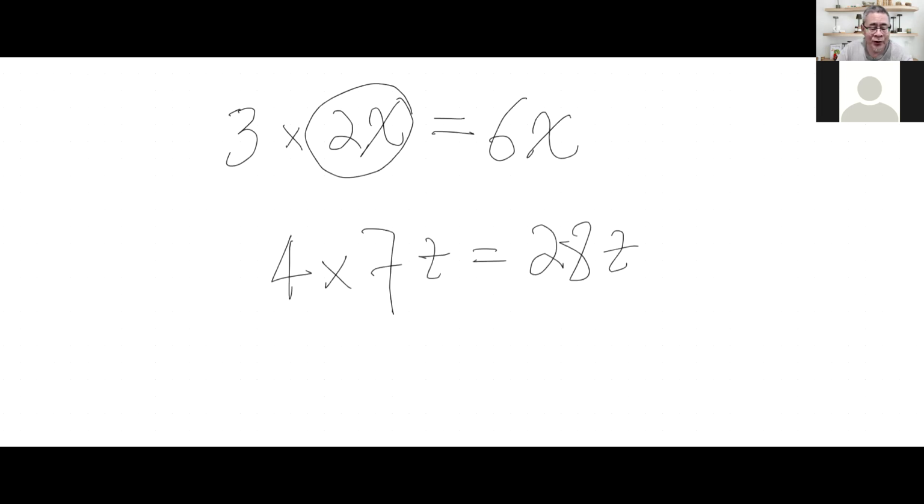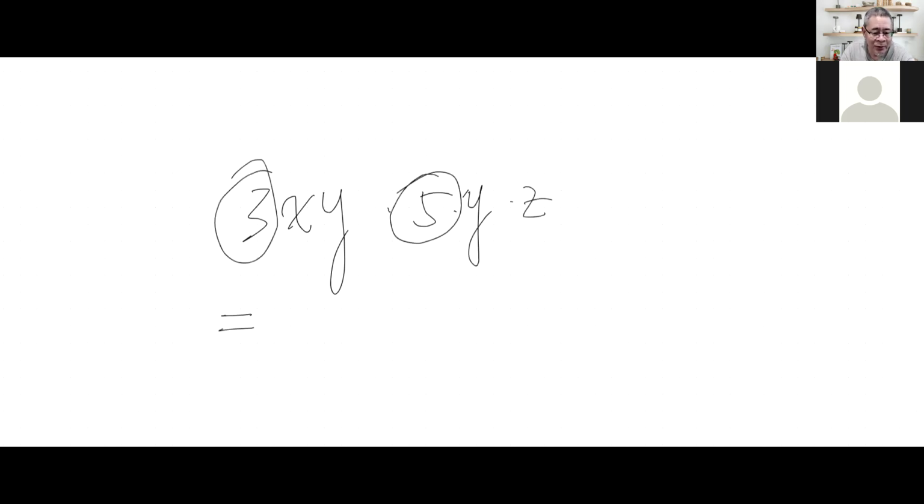And then what happens if you got, say, 3xy times 5y and z? Well, then we just do number times number, 15. Then we only have just one x. Now y, we've got 2y now, so that will be y squared. And we'll have 1z, so that's what we end up with. Good?